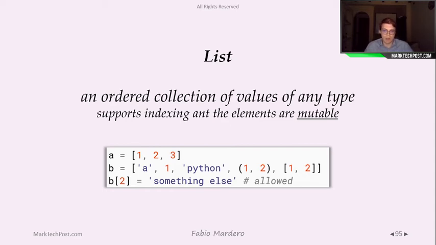Another similar type of sequence is the list, which is again an ordered collection of values of any type, but the elements are mutable. So we can declare the list using this notation here, and in the list we can include, for example, a tuple or a list itself, why not? Python allows us to redeclare one of the elements inside the list, one or more, of course.